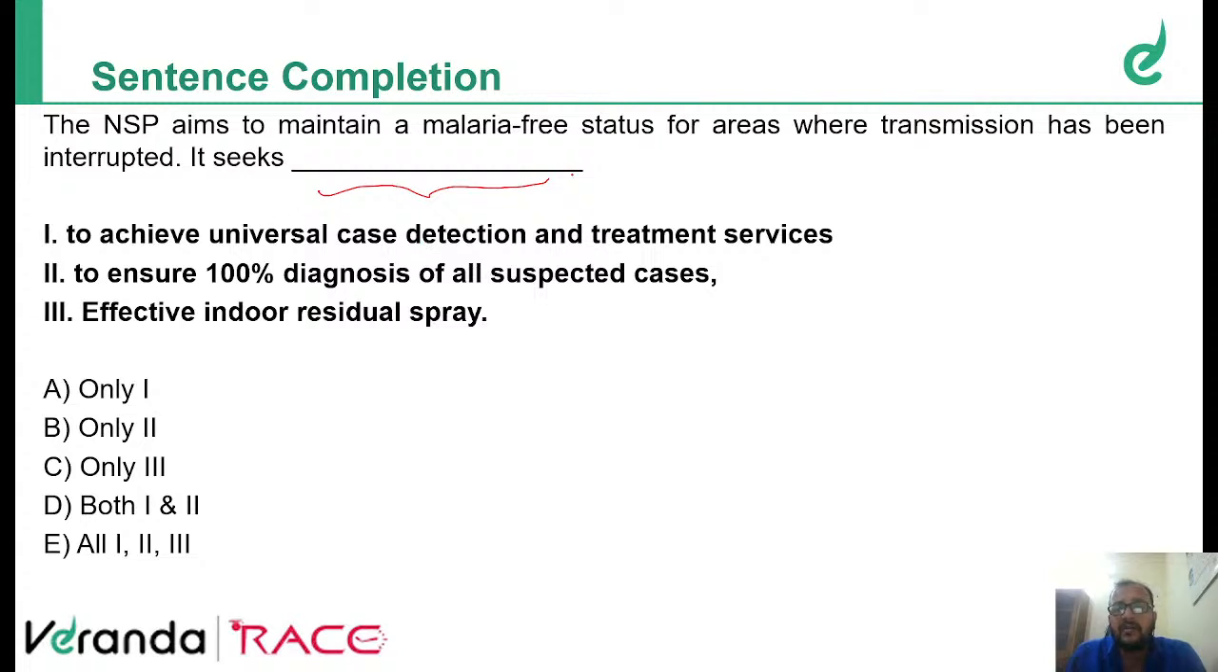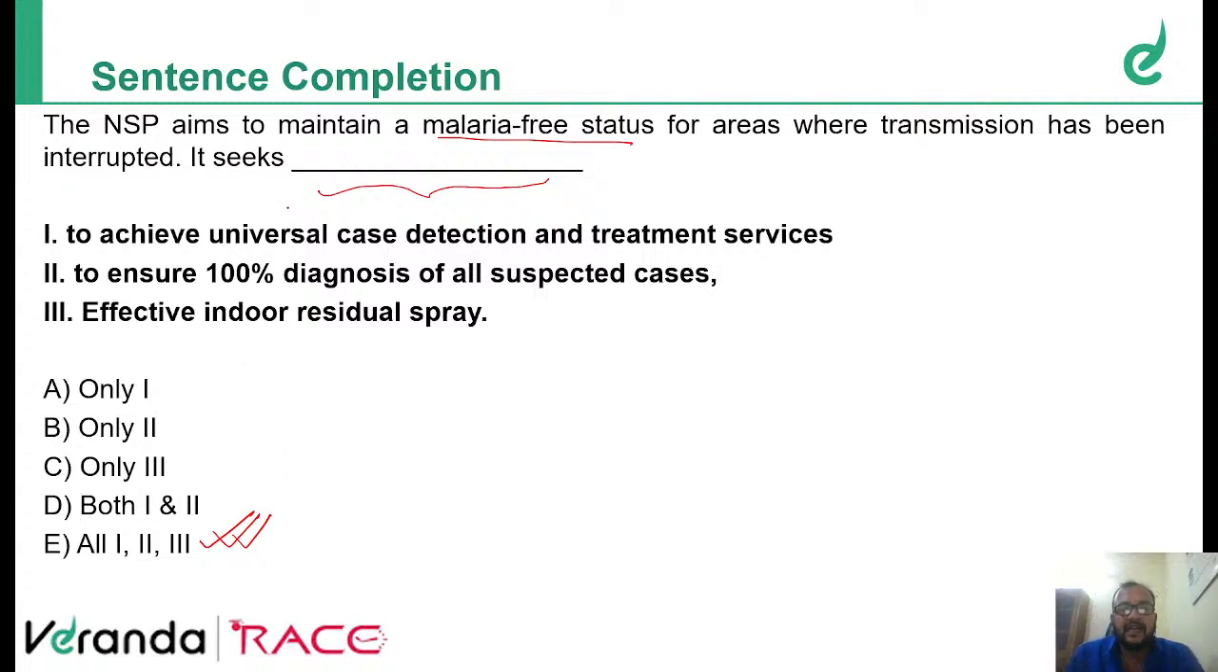Well, since it talks about maintaining a malaria-free status, we can say that it seeks to achieve universal case detection and treatment services, which will be correct, to ensure 100% diagnosis of all suspected cases, and it seeks effective indoor residual spray. So all 1, 2, 3 will be the answer. All 3 can be placed in the blank. It will be E will be the answer.